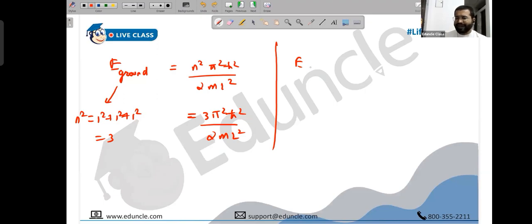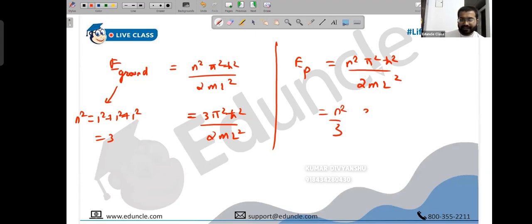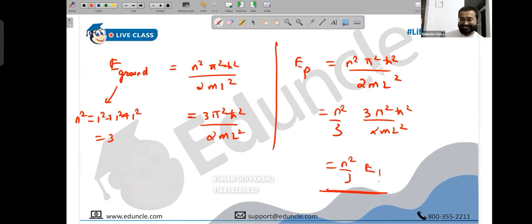Look. So energy of any state, any random state I'm writing here, which is n square pi square h square upon 2ml square. I need 3 now. Okay, multiply and divide by 3. So n square by 3 into 3 pi square h square upon 2ml square. This time it's n square by 3 times E naught.